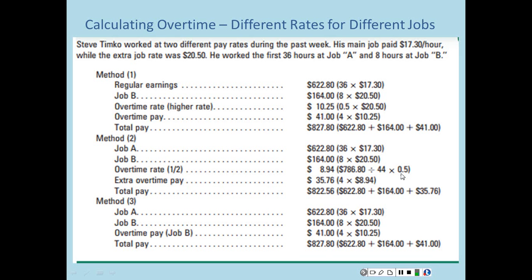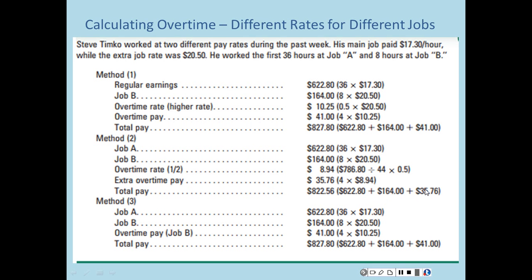Then we take 50% of that, or 1/2, that is the overtime premium, and we conclude that the overtime premium based on this weighted average is $8.94. So then we simply pull those 4 overtime hours down, multiply it times the overtime premium, and this is the add-on for overtime, $35.76. So we go back to our $622.80 job A, $164 job B, and then the overtime premium.